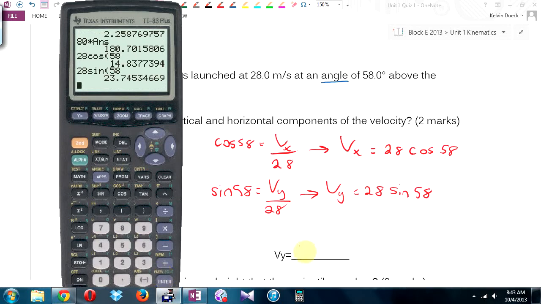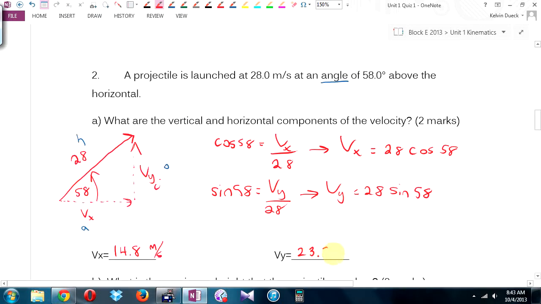23.7, is that right? Mm-hmm. How many marks was this worth? How many things did you find? So if you got them right, 2 out of 2 on this question.